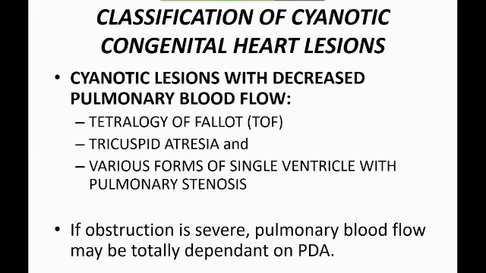Similarly, we can also classify cyanotic congenital heart diseases on the basis of decreased pulmonary blood flow or increased pulmonary blood flow, which can be seen in the chest X-ray. Cyanotic lesions with decreased pulmonary blood flow include tetralogy of Fallot, tricuspid atresia, and various forms of single ventricle with pulmonary stenosis. If obstruction is severe, pulmonary blood flow may be totally dependent on the PDA, and these babies can even present in the newborn period. As soon as the PDA closes, they will present with cyanosis and respiratory distress.